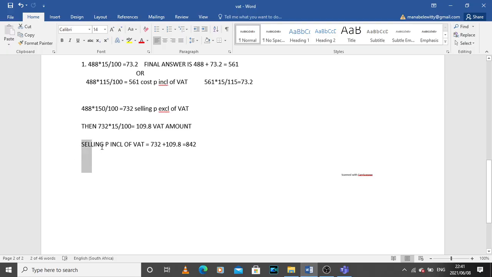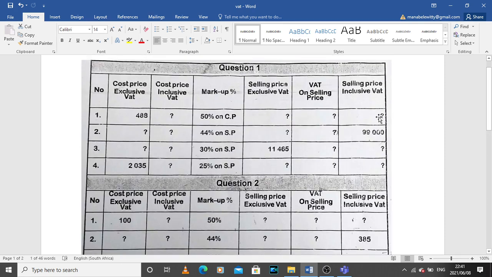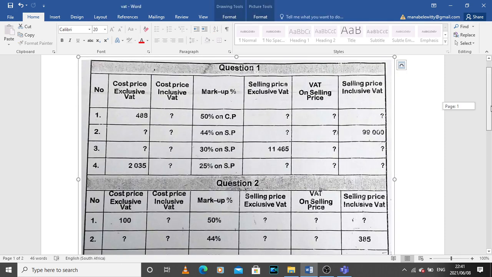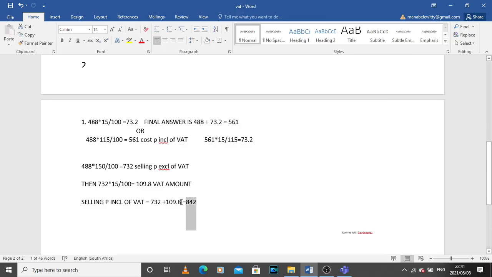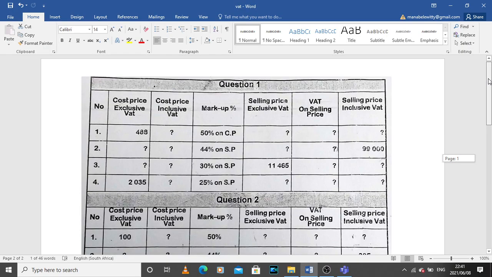Therefore, the selling price inclusive of VAT is going to be your exclusive of VAT plus your VAT amount. We'll get your 842. 842 is an amount that must be disclosed here, which means if you have the 842, you can still work back to get these two amounts. You apply this kind of method where you can divide by 1.15, or you can multiply by 15 divide by 115, or you can multiply by 100 divide by 115, and you determine those amounts. Hopefully this can ring a bell.